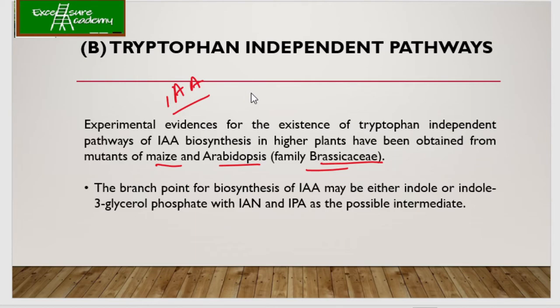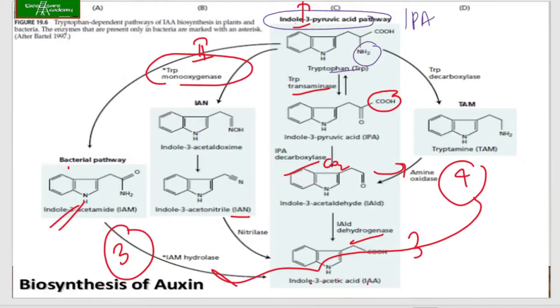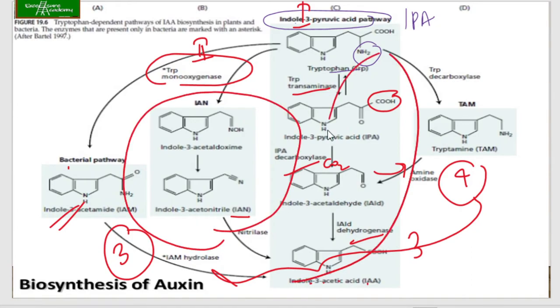Okay. Now, the branch point for biosynthesis of IAA may be either indole or indole 3 glycerol phosphate, with IAN or IPA as the possible intermediate. So this is what we are going to talk about here. That is this pathway or this pathway, the IPA pathway or the IAN pathway.